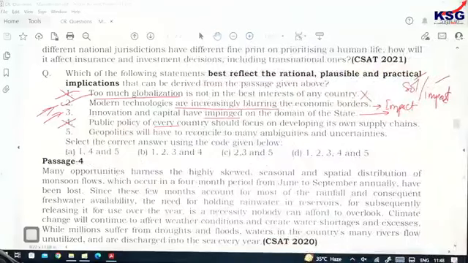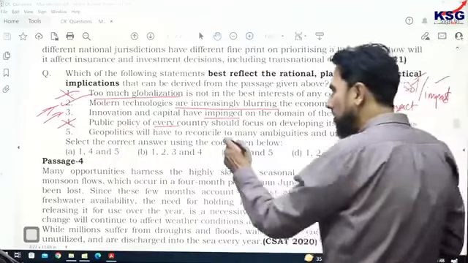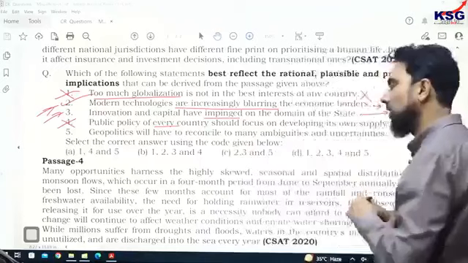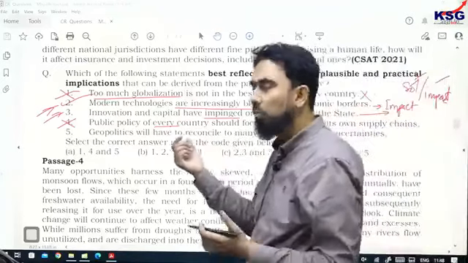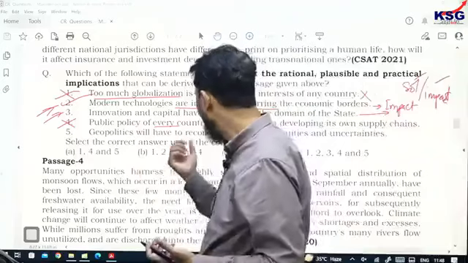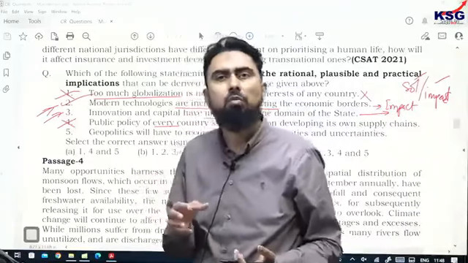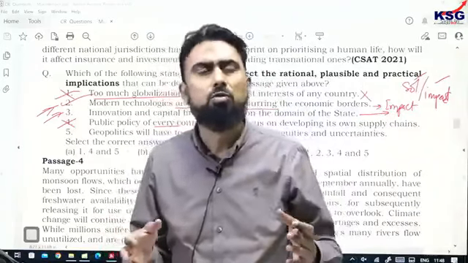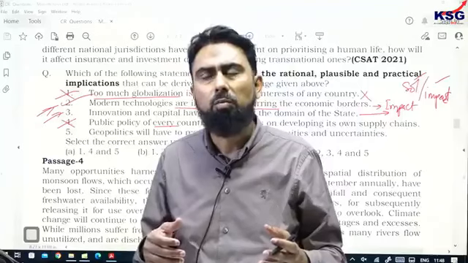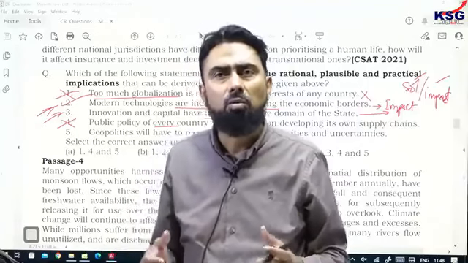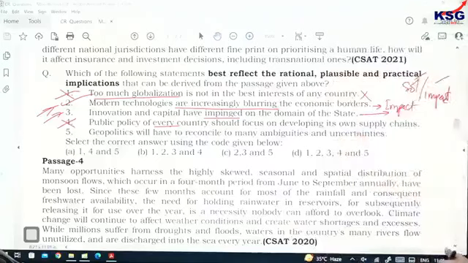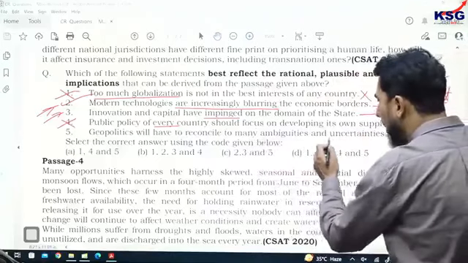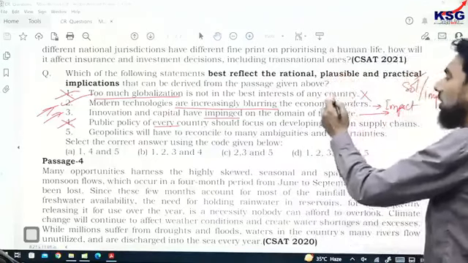And the fifth one says geopolitics will have to reconcile to many ambiguities and uncertainties. Ambiguities, lack of clarity, uncertainty, you already know. Geopolitics, needless to mention, everybody is aware of. Reconcile is when you try to adjust, when you try to make friends again, so collaborate. That is reconcile here. So here it talks about adjustment. So geopolitics will have to reconcile to many ambiguities and uncertainties.